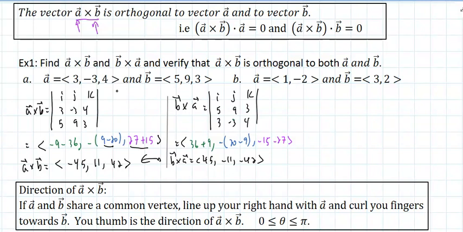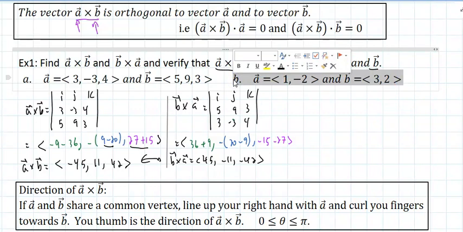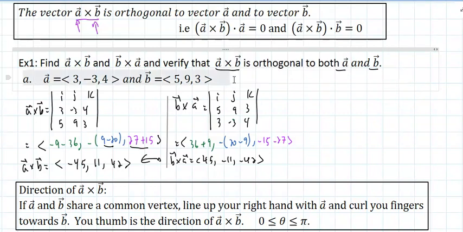Now, verify that A cross B is orthogonal to A and B. Again, I'm going to take this out. I'll work that out right underneath. And I only want to show you something out of this example, really. So how does that work?